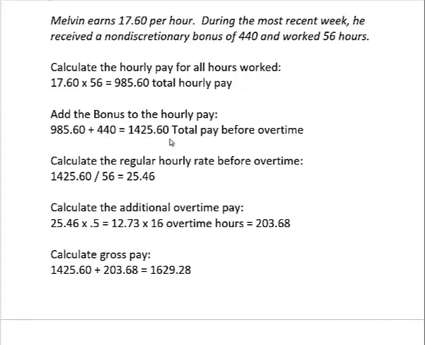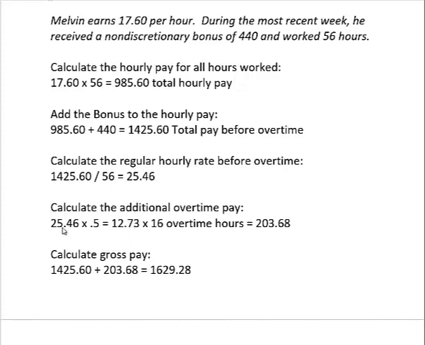So his total pay before overtime is $1425.60. We're going to divide that by all hours worked, 56 hours, and we're coming up with an hourly rate of $25.46. Now he is due the additional half portion of the overtime because we've already paid him for the additional 16 hours at his regular rate. We're going to calculate the half that we owe him down here.